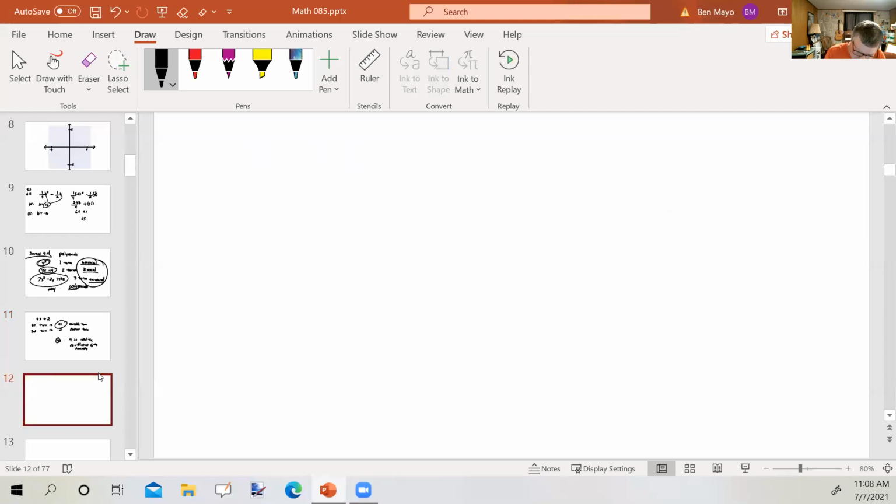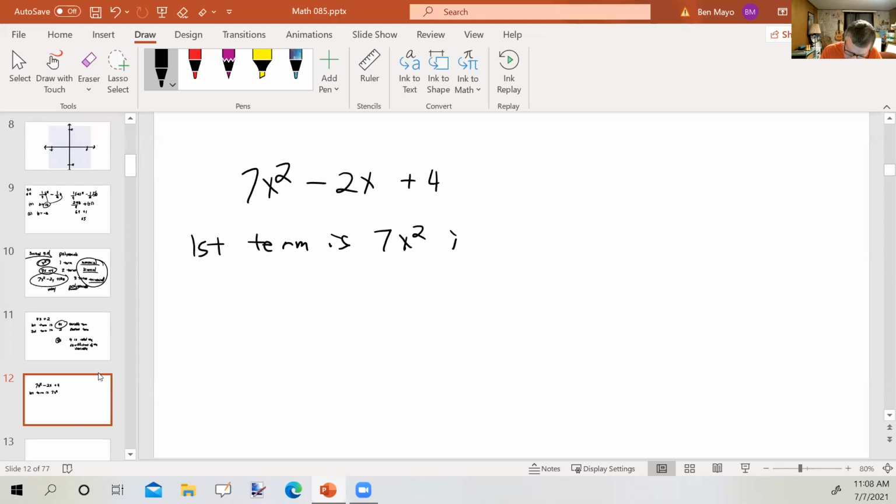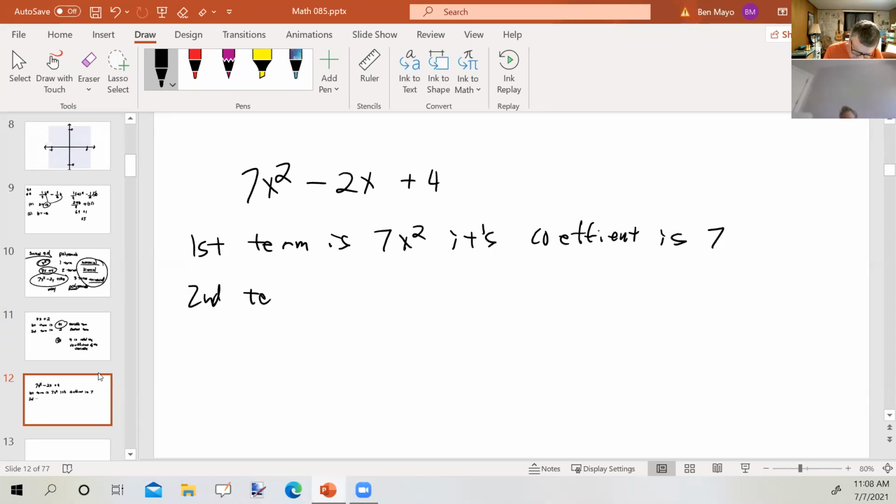Let's say we've got 7x squared minus 2x plus 4. The first term is 7x squared. Its coefficient is 7. The second term is negative 2x. Its coefficient is negative 2. Now, wait a minute.